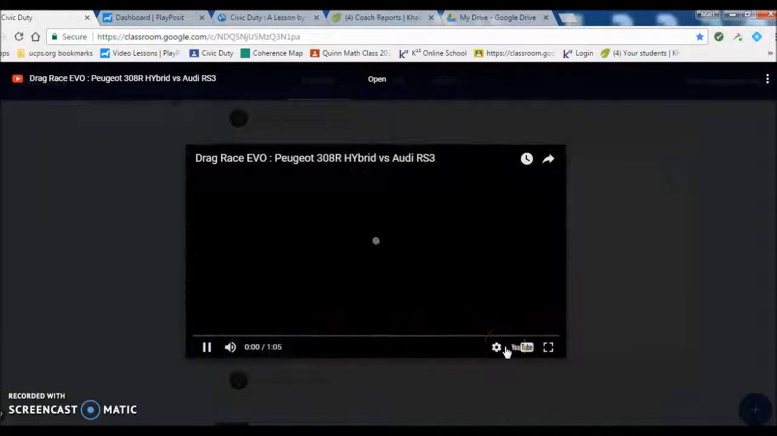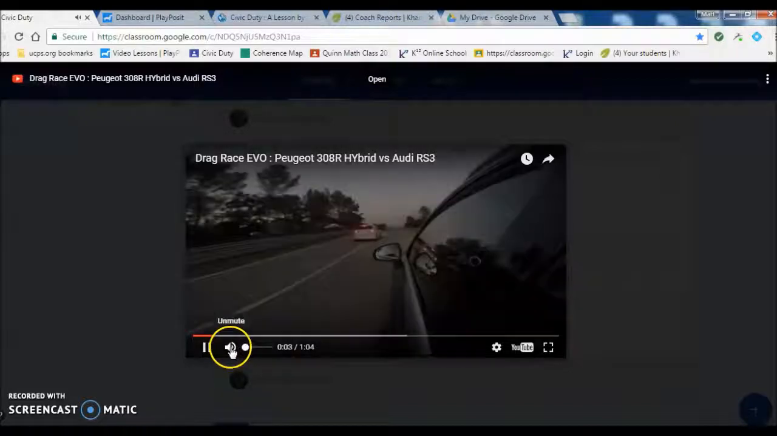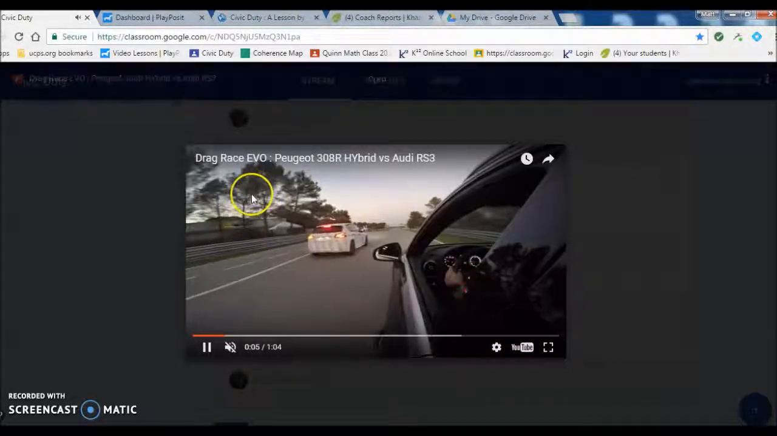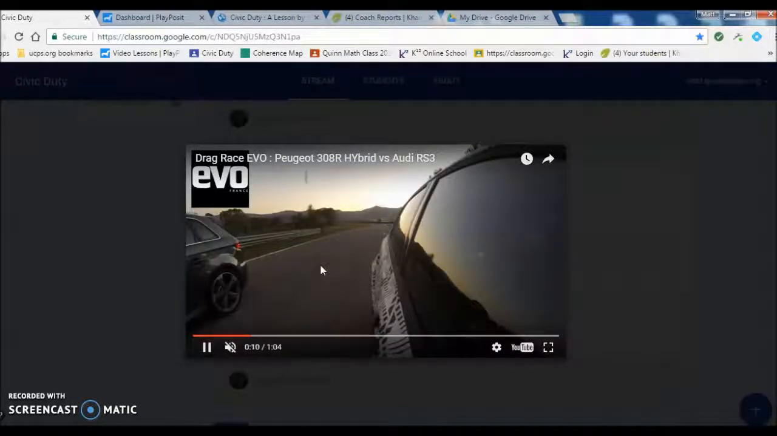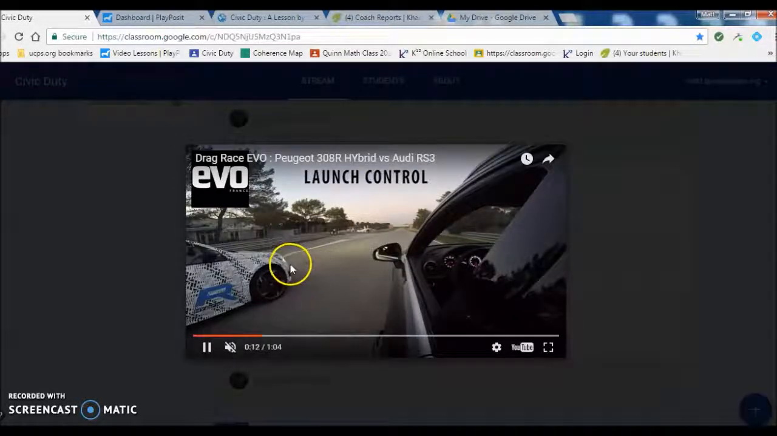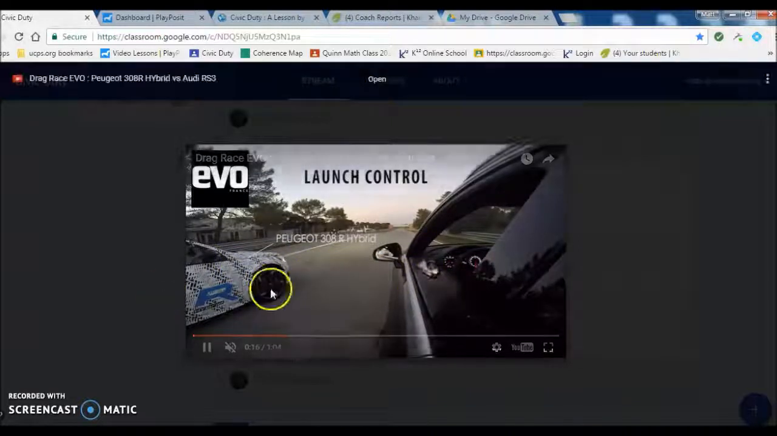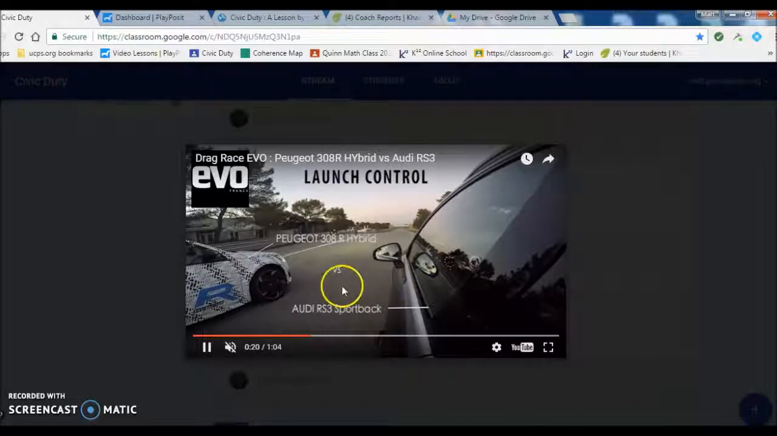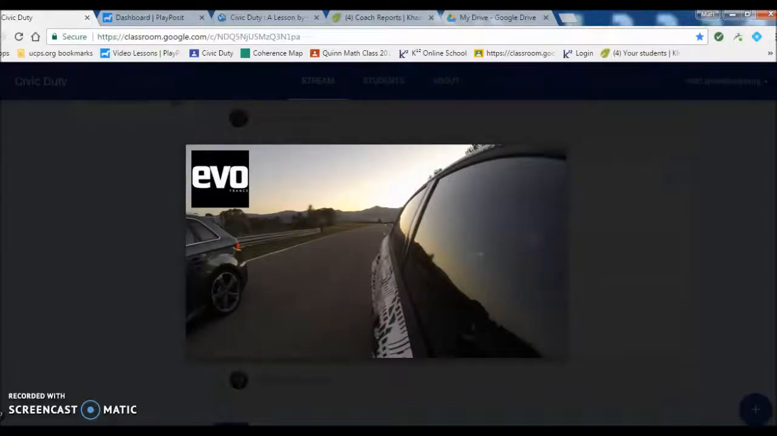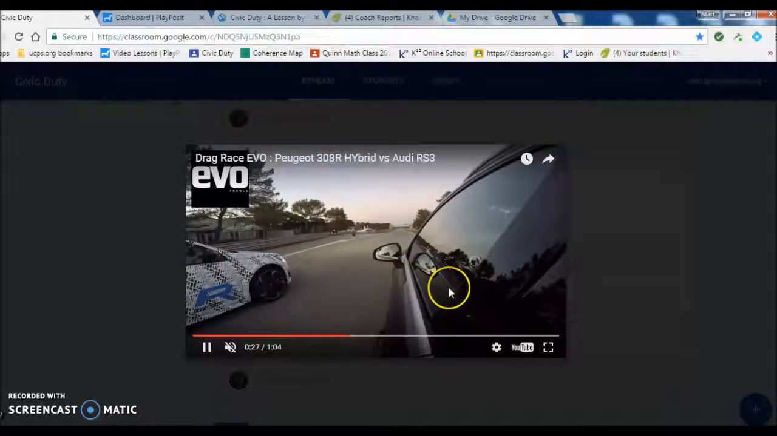Basically, it's a race between a Peugeot hybrid and this Audi RS3. I don't know too much about speedy cars, but I do know that the sound that these engines make is pretty intense. So if you're watching this video, you may not, obviously, have the volume. It's on the lesson. I highly recommend you turn your volume up and really listen to these guys growl at each other before they take off.